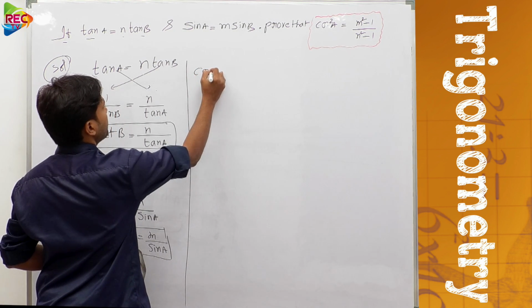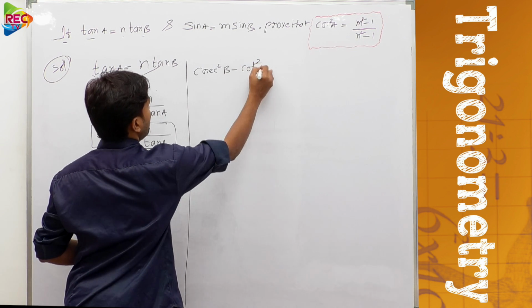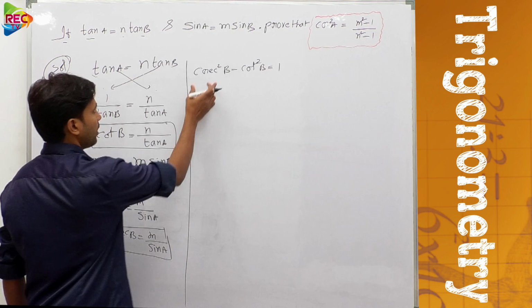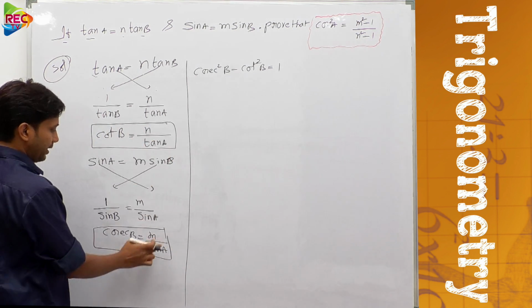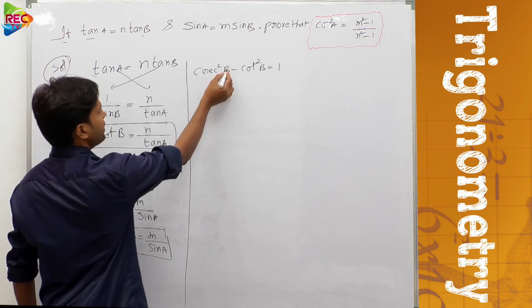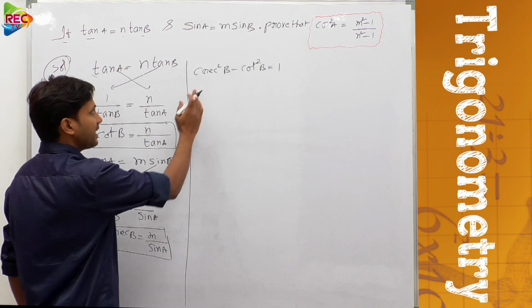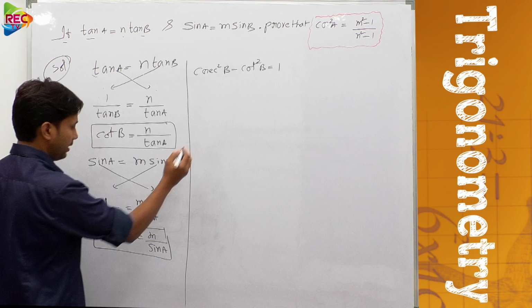Cosecant square B minus cot square B equal to 1. We know that. Now put the value of cosecant square B in terms of, sorry, m by sin A. So cosecant square B means cosecant B is m by sin A, and cosecant square means it should be squared. Understood? The value of cosecant B we will put there.